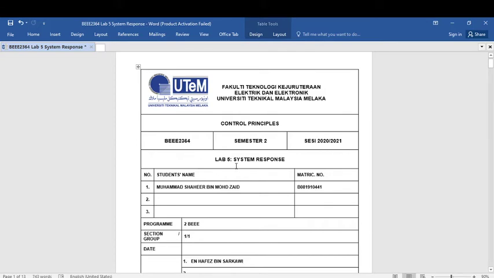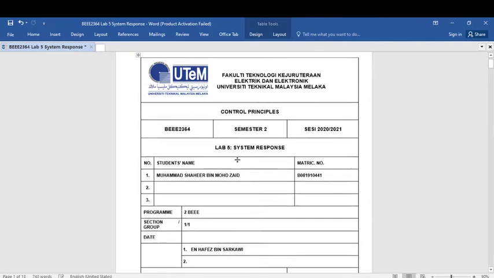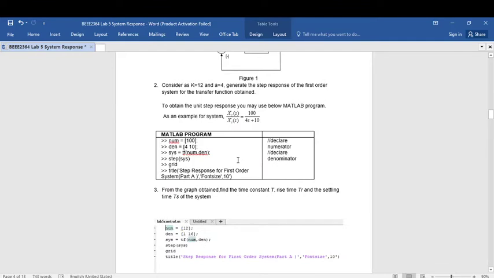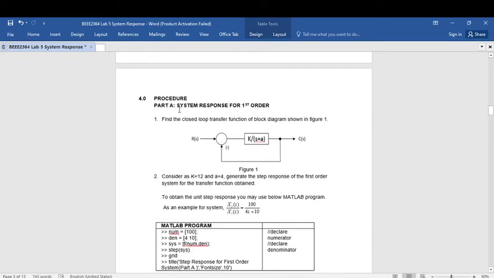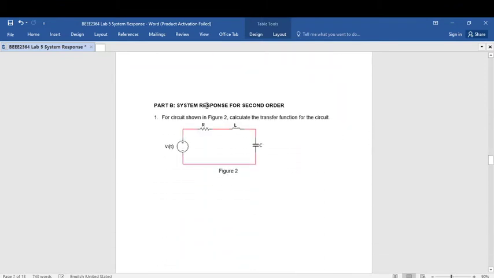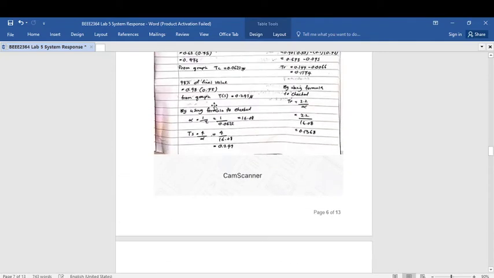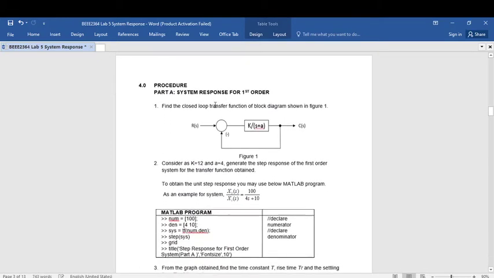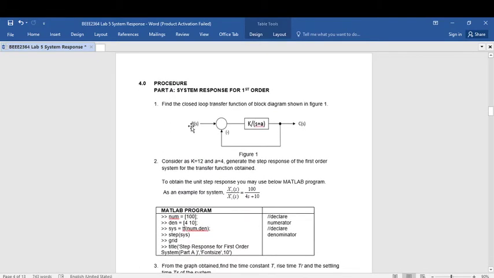Today I will be discussing the lab control principle titled System Response. Basically, we have divided it into two parts. First, part A is system response for first order. And secondly, we have been given part B, that is system response for second order.